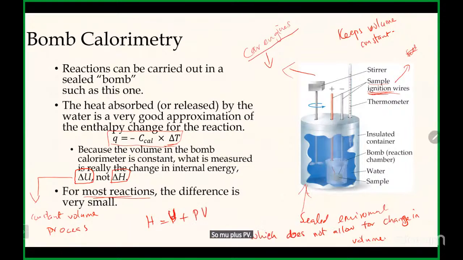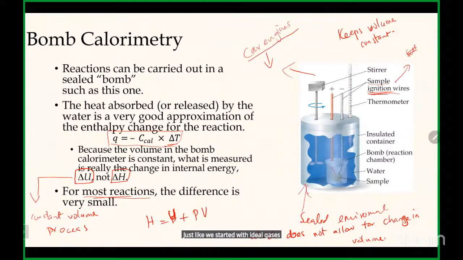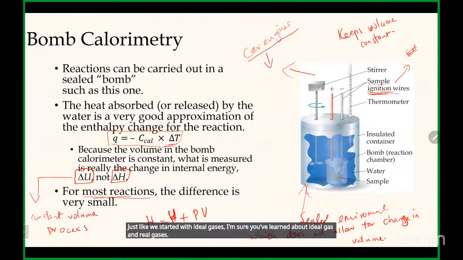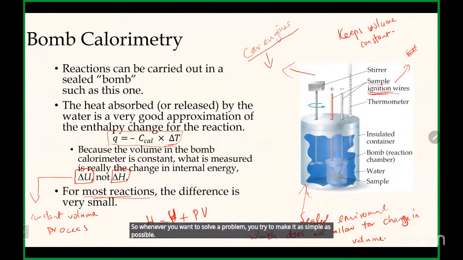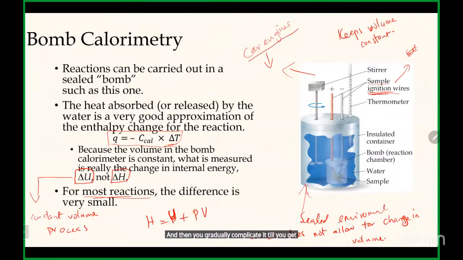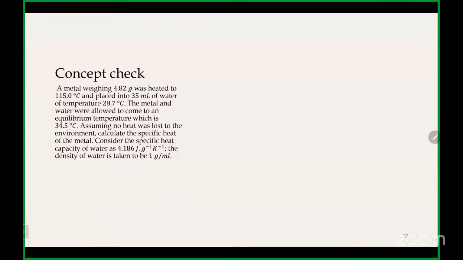I also want you to put this into consideration. Anytime you're working on a problem, you always start from an ideal situation, and then you start introducing all the complications of the problem into the ideal solution. Just like we started with ideal gases, I'm sure you've learned about ideal gas and real gases. So whenever you want to solve a problem, you try to make it as simple as possible, and then you gradually complicate it till you get the solution we are looking for. Okay, so let's try to work an example now.